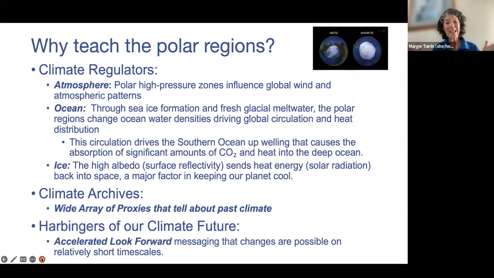Then in terms of ice, we have this highly reflective surface. You can see a little picture up here in the right-hand corner. It's sending back that energy, rebounding the solar radiation and helping to cool our climate. And that is perhaps one of the most concerning pieces with our changes in the pole, just that really strong change in the ice albedo, especially with the loss of Arctic sea ice. And we'll look at that in just a second. And then, as we've mentioned, we have these wonderful archives and harbingers of our future.